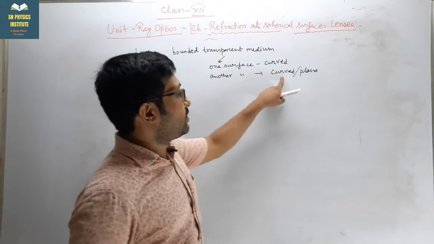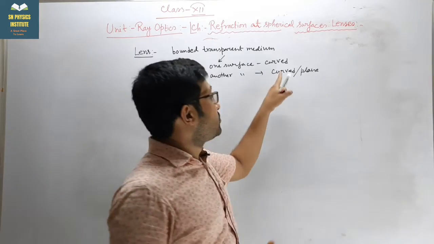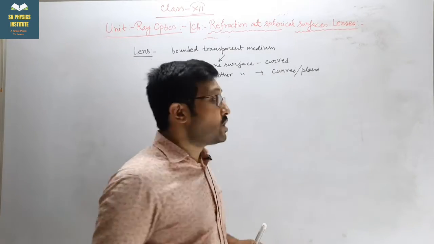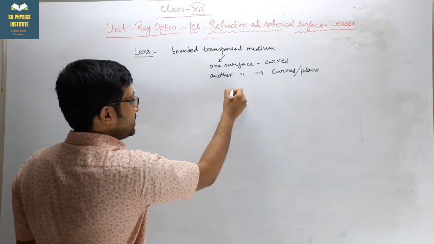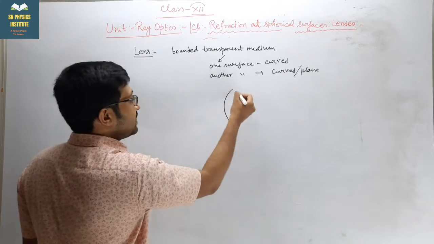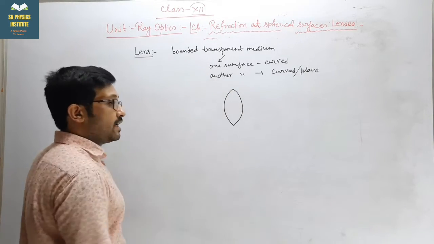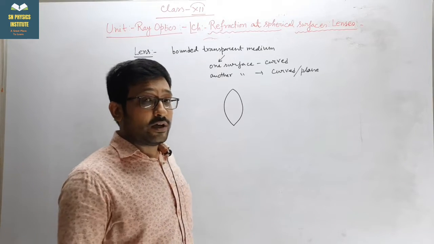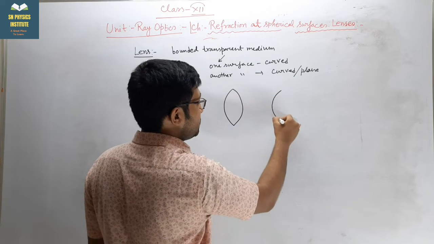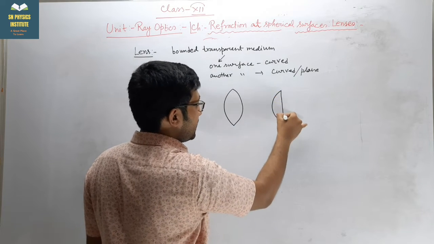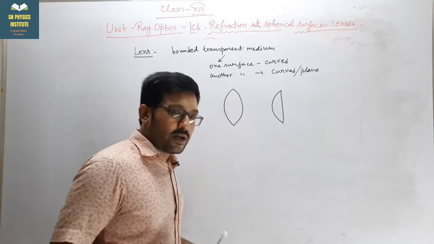Generally, curved surface means what? Spherical, cylindrical, paraboloidal. So this type is called a curved surface. Suppose one surface is curved and another surface is also curved, so you can say this is a lens. Suppose this one is curved and this one is plane, you can also say this is a lens.